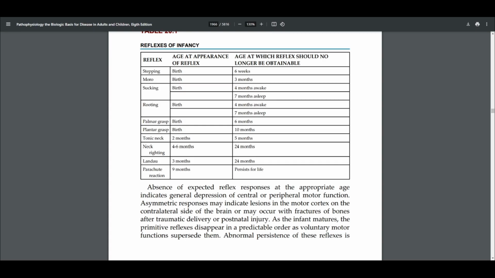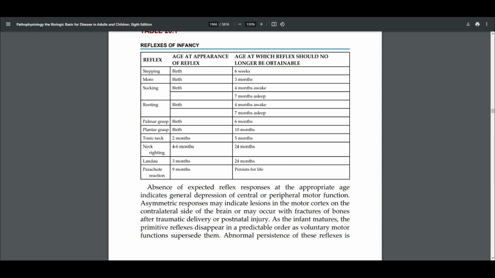Moro, sucking, rooting, palmar grasp, plantar grasp, tonic neck, neck righting, Landau, and parachute reaction. So most of these start at birth, some at 2 months, 4 to 6 months, 3 and 9 months. And they should no longer be obtainable at 6 weeks, 3 months, 4 months, 7 months, 4 to 7 months, 6 months, 10 months, 5 months, 2 years, and some persist through life.